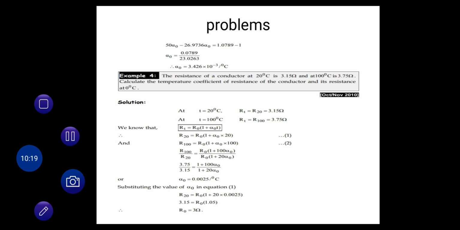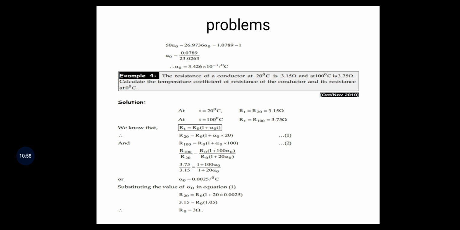its resistance at 0 degree centigrade. So again we repeat it. The resistance of a conductor at 20 degree centigrade is 3.15 ohms, and at 100 degree centigrade is 3.75 ohms. Calculate the temperature coefficient of resistance of the conductor and its resistance at 0 degree centigrade.